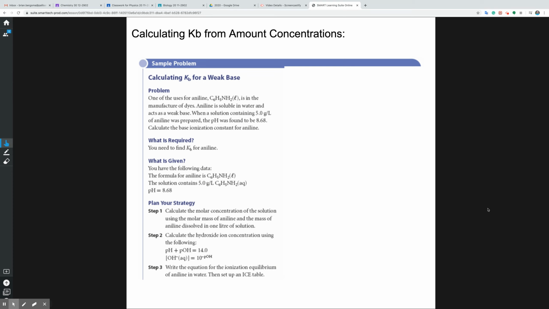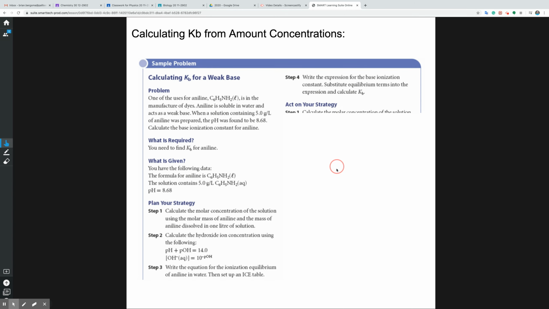Then we're going to solve for our concentration of hydroxide. We're given the pH, we need to find the pOH, and then from the pOH we can find the concentration of hydroxide at equilibrium. And then we want to write the equilibrium equation and then set up our ICE table. So here's kind of what we would do in step 4. Then we'd use those equilibrium terms to find our Kb.